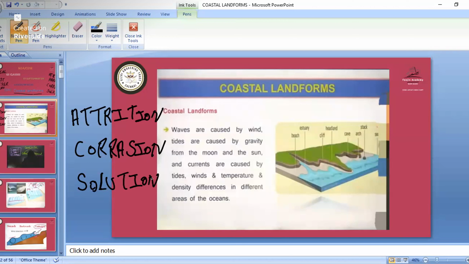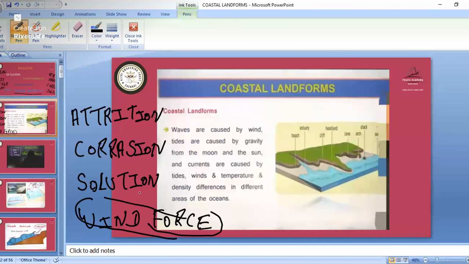And in this, one main force of action is the wind force. So in the coastal landform, one main force we will study is wind force. Remember this one. If we don't have this wind force, then all these other forces won't be that applicable for making the coastal landforms.